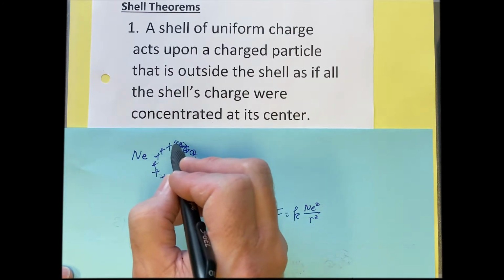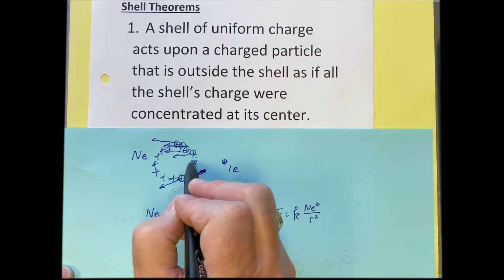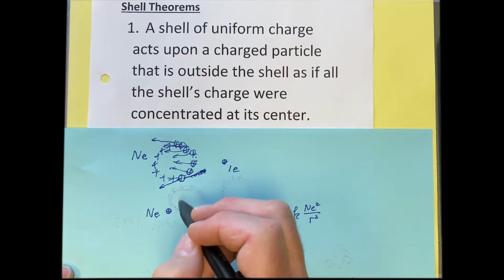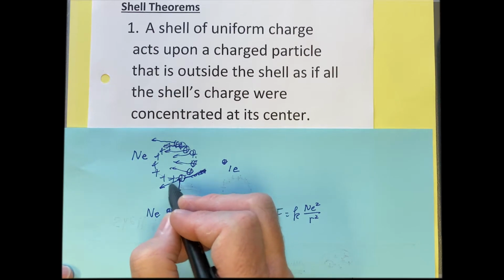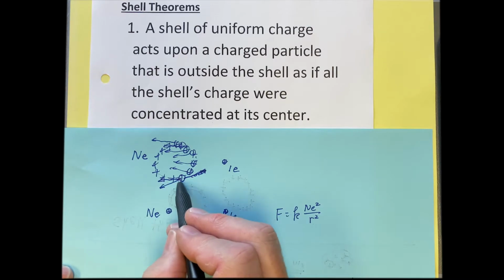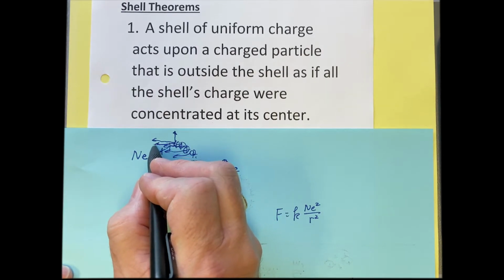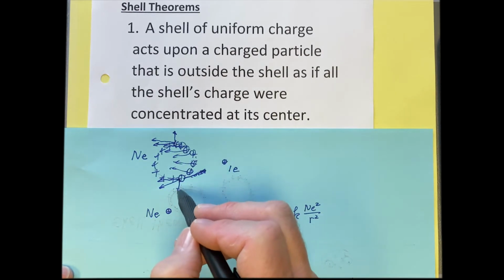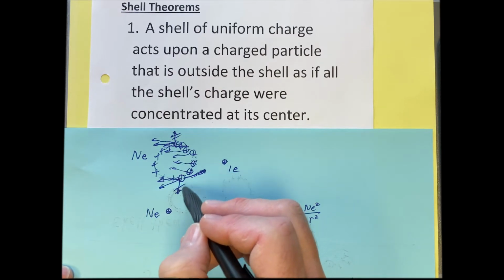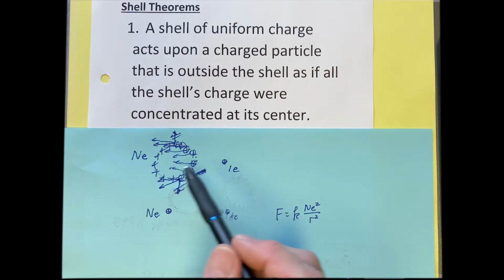It's going to be a force this way, a force this way, a force this way, a force this way, a force this way, and you were to add up all of those, what you would discover is that these vectors can be broken up into components. This vector can be broken up into a component that's downward and horizontal. This one up here can be broken into a component that's upward and horizontal. And you would discover that these vertical components here actually cancel each other. And that would be true for all of these. The vertical components actually cancel. So what you're left with is just the horizontal components here.